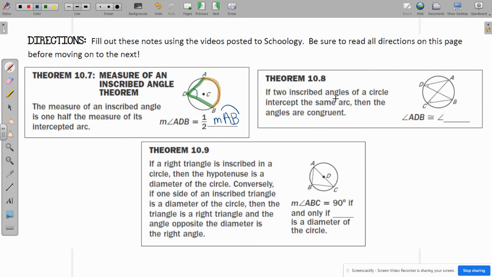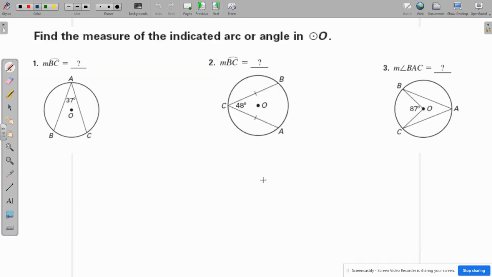Before we talk about the two other theorems, I'm going to bounce to the first three questions here. I'm about halfway down the page. It says, find the measure of the indicated arc or angle in circle O. So first, here we have circle O. I can see that I have inscribed angle BAC, whose measure is 37 degrees. This angle intercepts arc BC here.